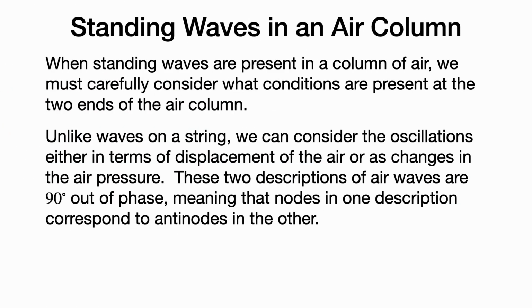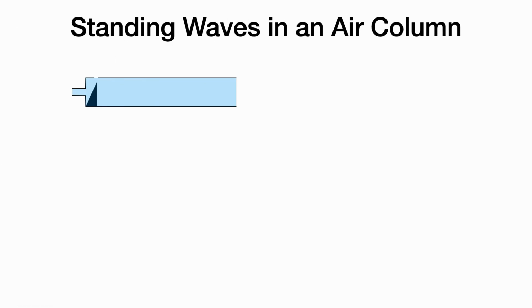When standing waves are present in a column of air, we must carefully consider the conditions that are present at the two ends of the air column. Unlike waves on a string, we can consider the oscillations either in terms of displacement of the air or as changes in the air pressure. These two descriptions of air waves are 90 degrees out of phase, meaning that nodes in one description correspond to antinodes in the other. Let's consider two examples of standing waves in a column of air.